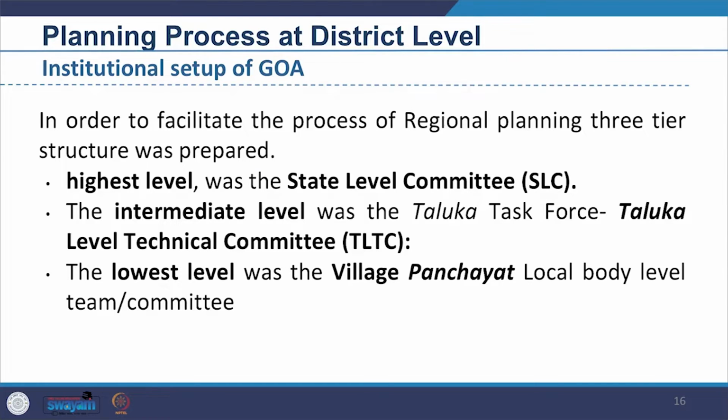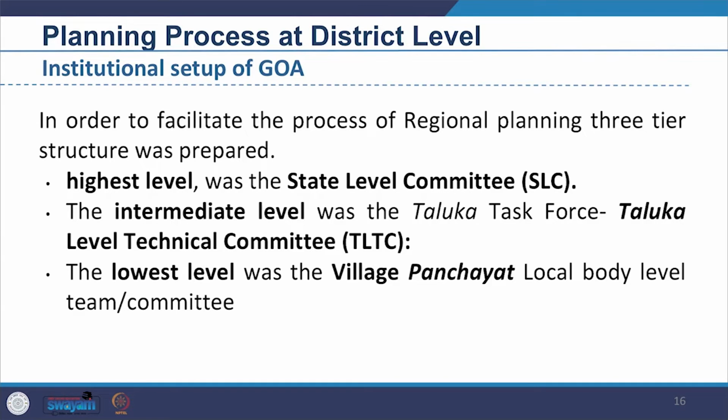Looking into the institutional setup of Goa, we see that in order to facilitate the process of regional planning, a three-tier structure was prepared. At the highest level was the state level committee. At the intermediate level was the Taluka task force, which was the Taluka level technical committee. And at the lowest level was the village panchayat, that was the local body level team or committee. With this three-tier structure, Goa prepared its regional plan.